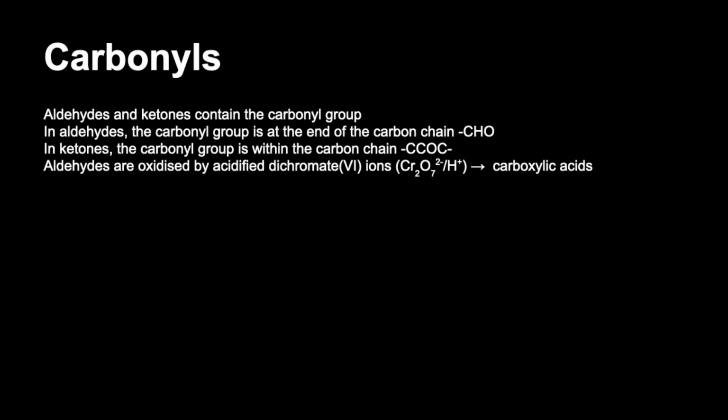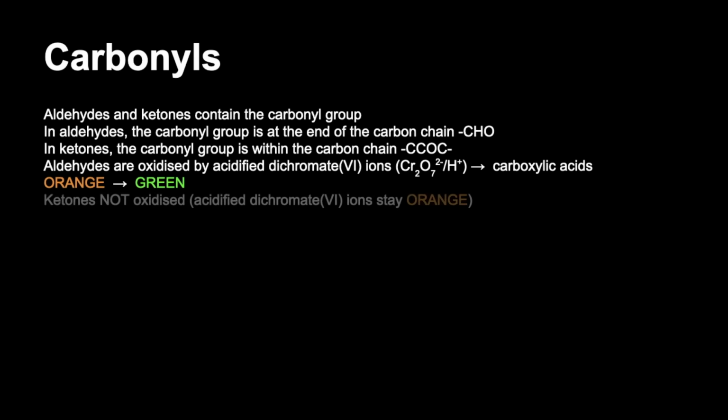Aldehydes are oxidized by acidified dichromate 6 ions. There's the formula in the bracket there you can use, and they give carboxylic acids. And the colour change associated with that reaction is orange to green. The oxidizing agent is orange in colour and it goes green in the reaction. Ketones are not oxidized, so because of that the acidified dichromate 6 ions will stay orange.